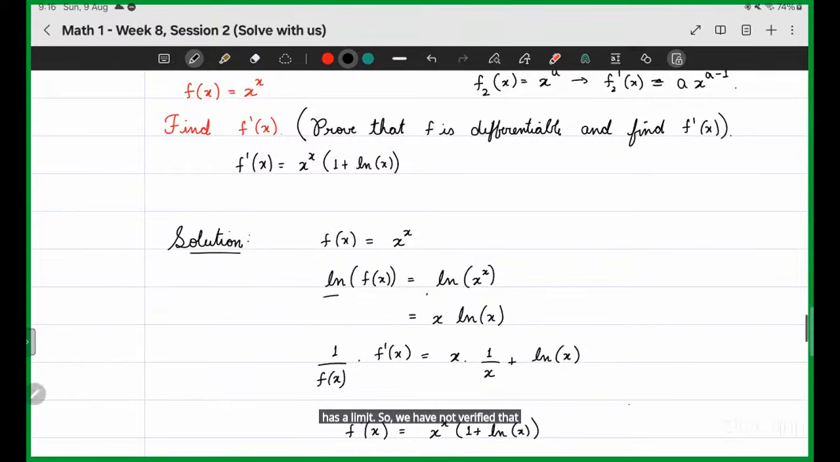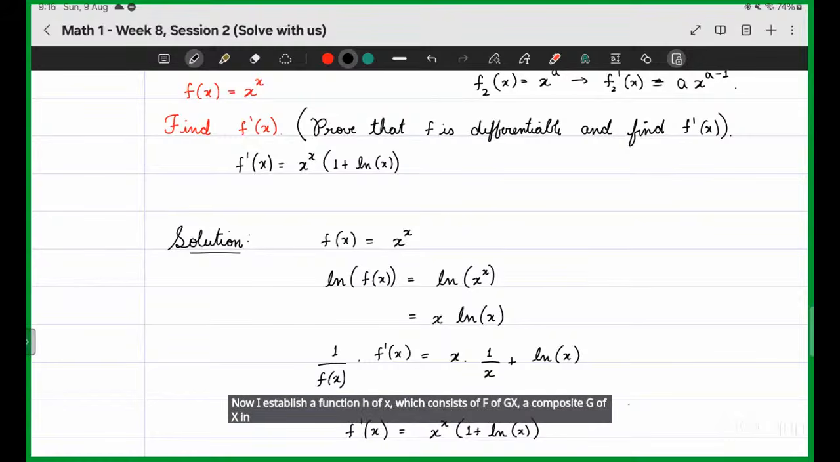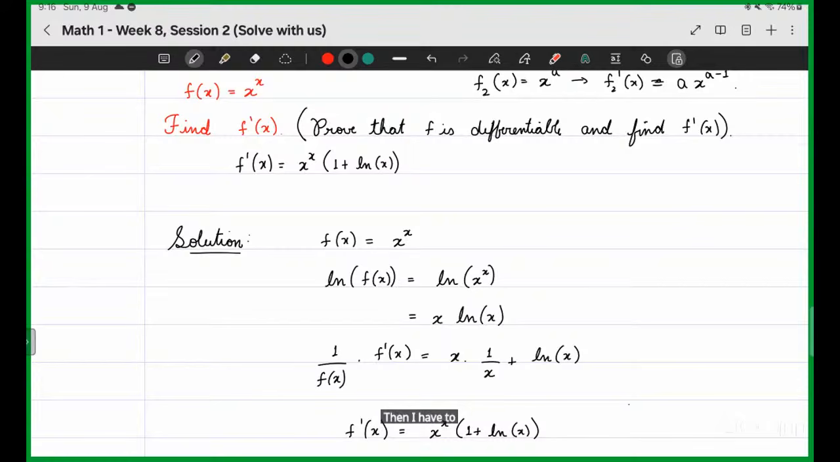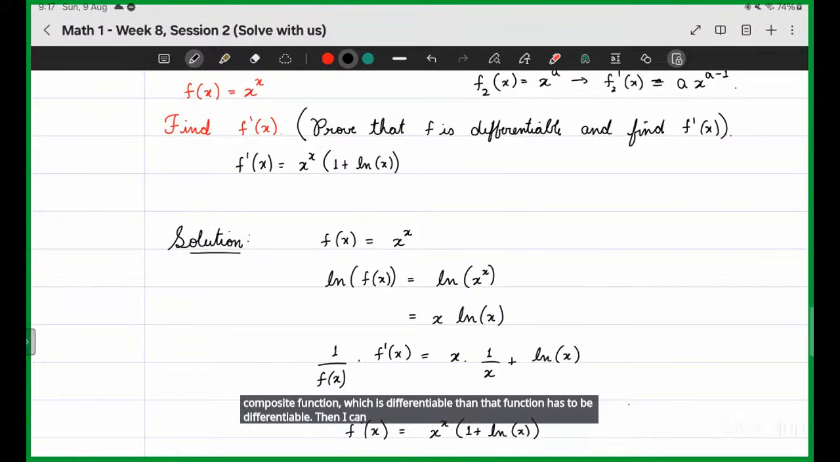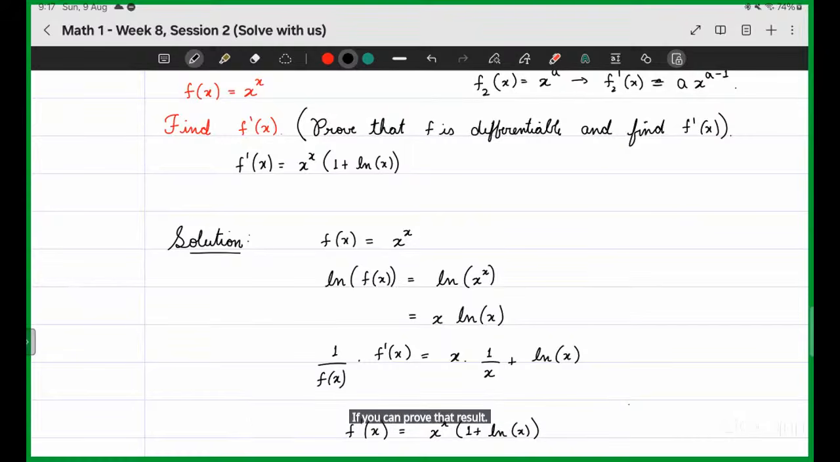But then we applied log on both sides. Yeah. Suppose I define f of x, which is differentiable, and I also define a g of x, which I don't know is differentiable or not. Now I establish a function h of x, which consists of f of g of x. I composite g of x in f. Then I prove that if the composite function is differentiable, then that function has to be differentiable. Then I can do this. If you can prove that result, then you can do this.